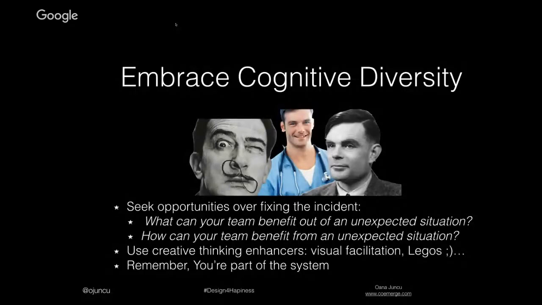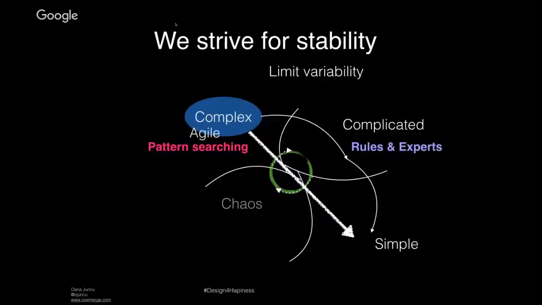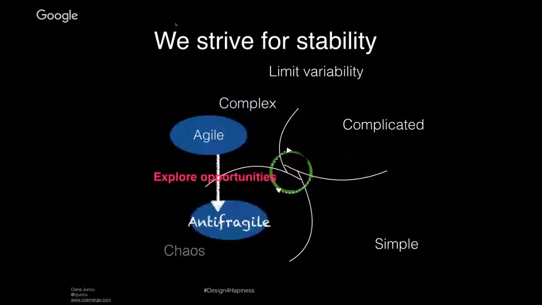So rigid people that don't embrace uncertainty are good. Creative people are good. Put them together. If you strive for stability, we like to limit variability. Remember that slide. But if we limit variability, we create blind spots. So my very last message to you is, what about switching our mindset from agile and complex systems to an anti-fragile mindset and just explore our opportunities and benefit from all the incidents?